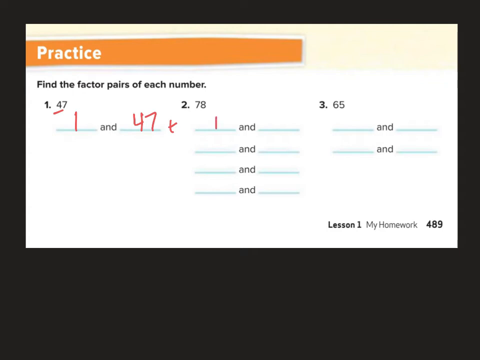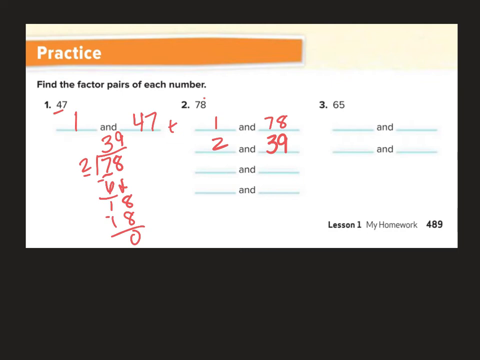78. So we always start off with 1 and 78. We always start off with 1 and the number. Okay? Second thing is I notice 8 there is even. So I am going to take 78 divided by 2 and figure out how many 2's go into 78. Okay, so 7 divided by 2 is 3. 2 times 3 is 6. Subtract. Okay, 18 divided by 2 is 9. 2 times 9 is 18. 0 left over, so we know that 2 times 39 is 78.